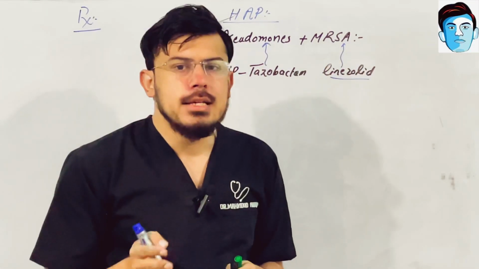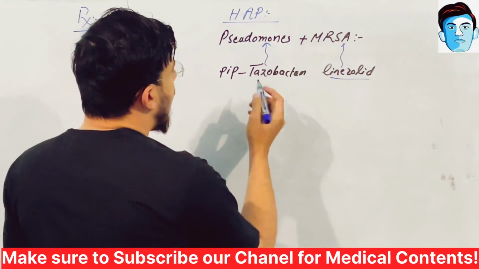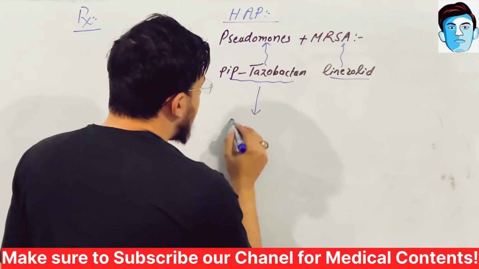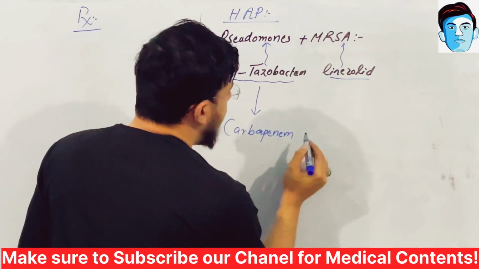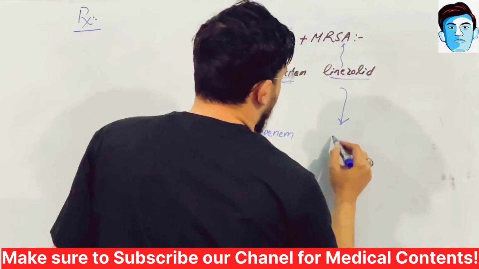But if there is a resistant condition, in that condition you have to give certain alternatives as well. So in place of piperacillin tazobactam you can give a carbapenem, and in place of linezolid you can give vancomycin.